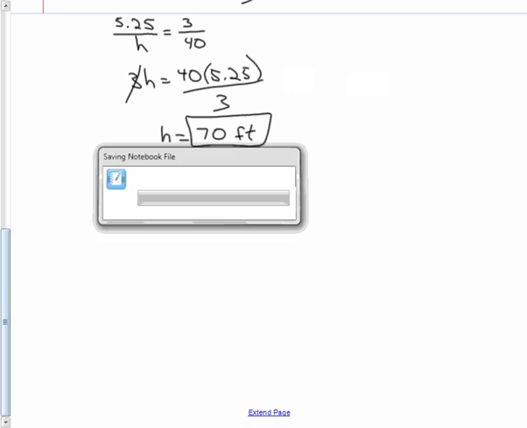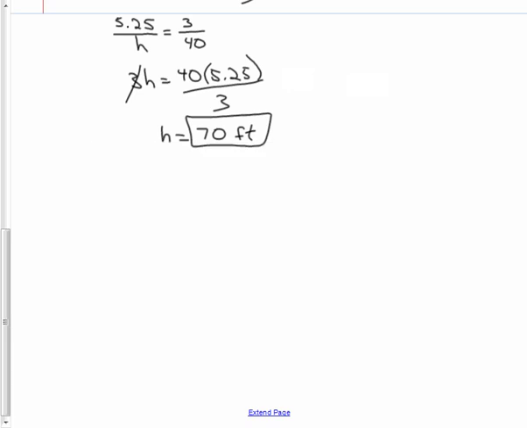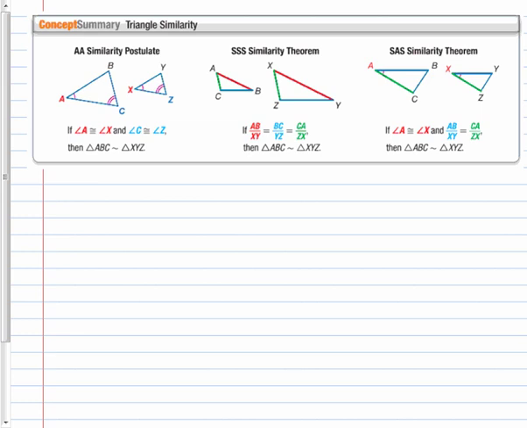Similar triangles. A little bit later, I'm going to give you an opportunity, but I'm going to wait until your friends are back. I'm going to give you an opportunity to measure something using some stuff we know in geometry for some extra credit. Here's the summary of what we learned today. The angle, angle, angle similarity, the side, side, side similarity, and the side, angle, side similarity.